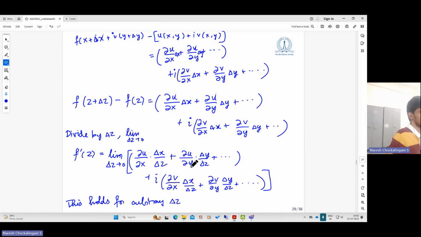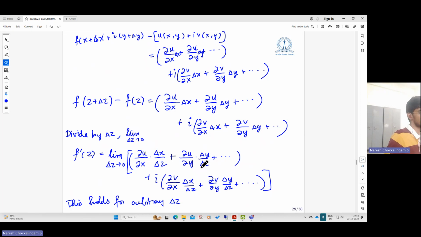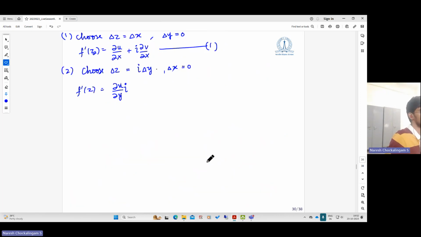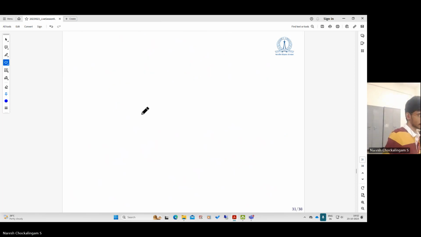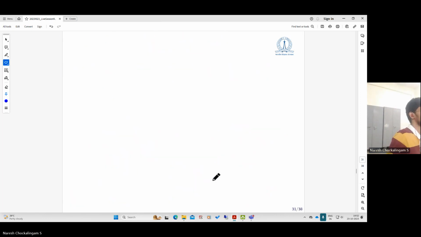So f dash of z becomes, the first term doesn't contribute. The second term is del u by del y times i. So delta z is i times delta y, so that's a minus sign here. Plus, the first term doesn't contribute. You get i divided by another i. So delta z is i times delta y, so I get an i in the denominator. This i and this i get cancelled. So it is del v by del y.